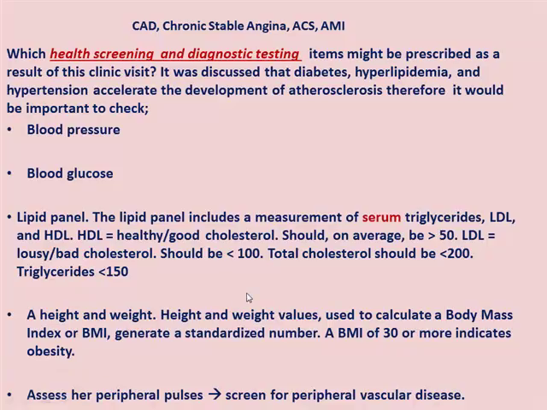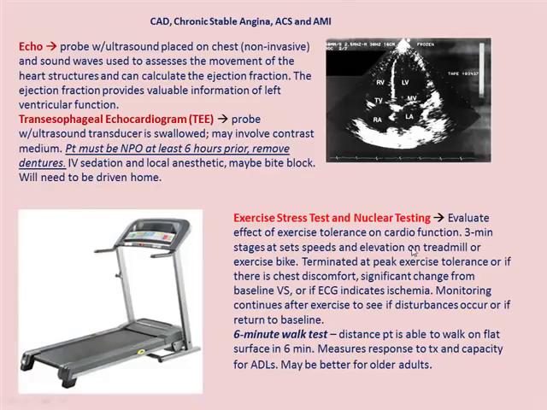Because atherosclerosis can occur in any artery, we want to assess the peripheral pulses, because that way we would be able to determine if there is a problem with peripheral circulation. Some other diagnostic studies that might be ordered on this individual are an echo. An echo uses ultrasound, looks at the movement of the heart structures, and can calculate ejection fraction.